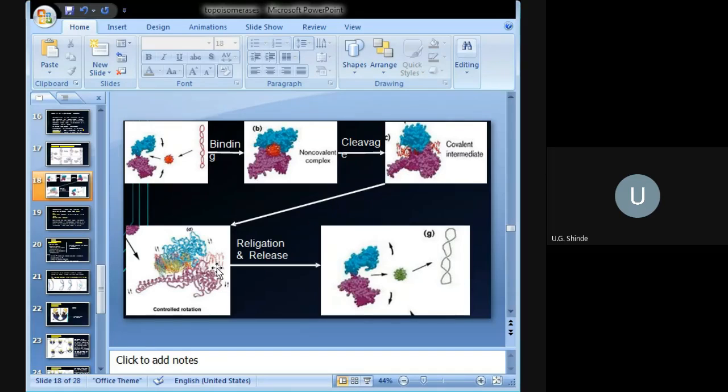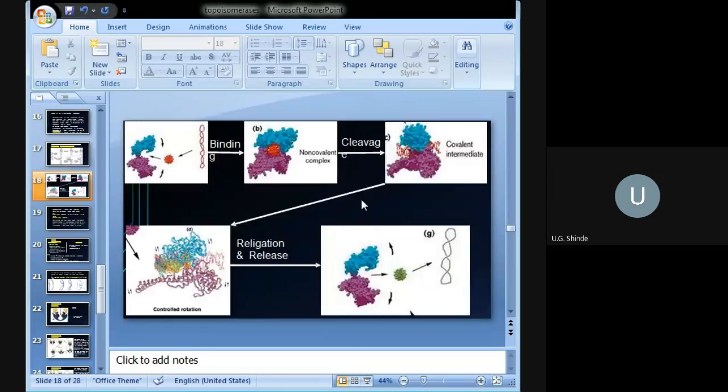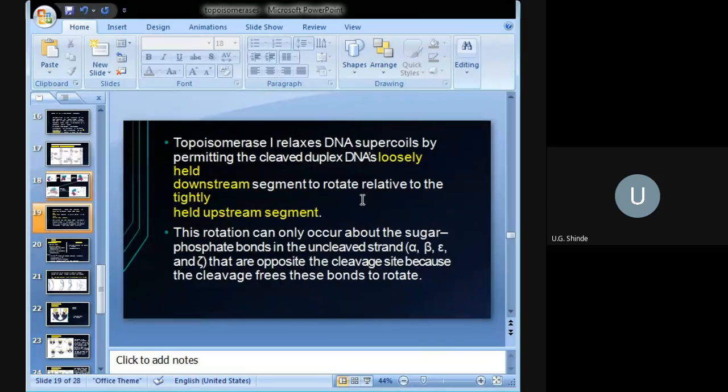in the next diagram, G, you can see that the religation and release of that particular strand occurs. Religation means that after the nick rotation, the nick that remained is religated, and after the religation the strand and the enzyme are going to be released. So here you can see that it is going to be released, and this is called the type 1B rotation mechanism of topoisomerase enzyme. Okay? Are you understanding?